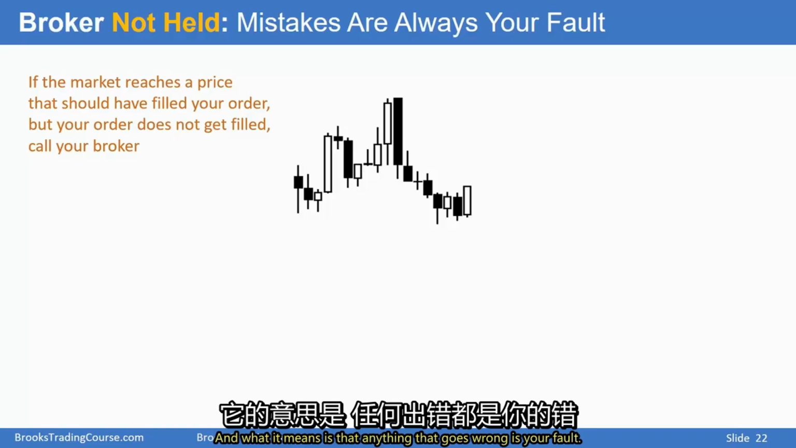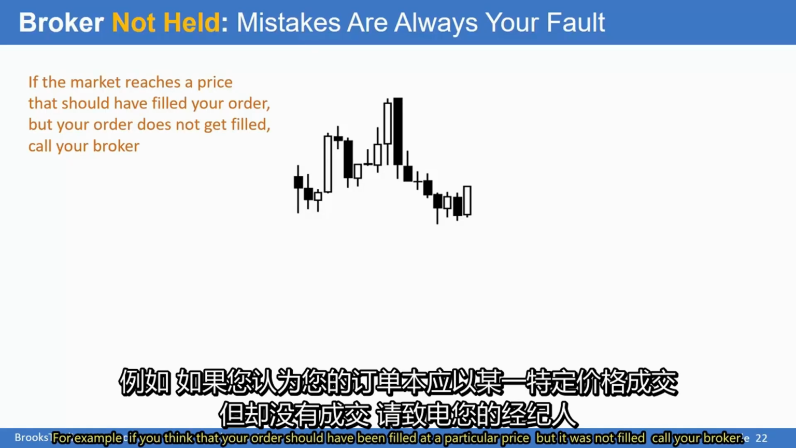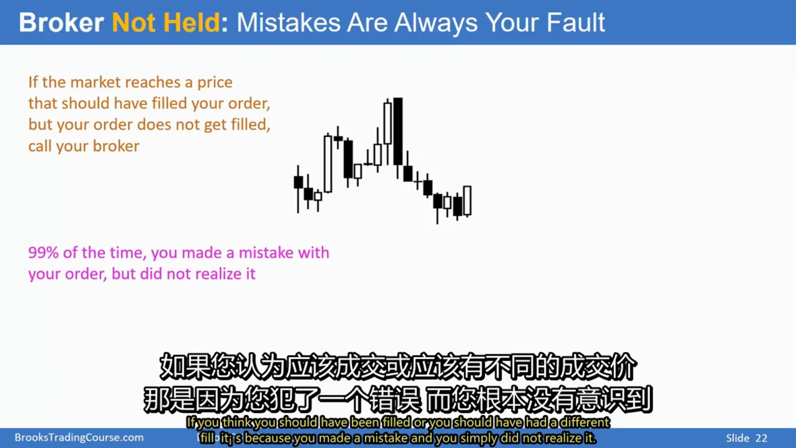It's very important to understand that brokers are not held. And not held is a legal term, and what it means is that anything that goes wrong is your fault. You cannot hold them responsible. For example, if you think that your order should have been filled at a particular price, but it was not filled, call your broker. However, 99% of the time, if you think you should have been filled or you should have had a different fill, it's because you made a mistake and you simply did not realize it.